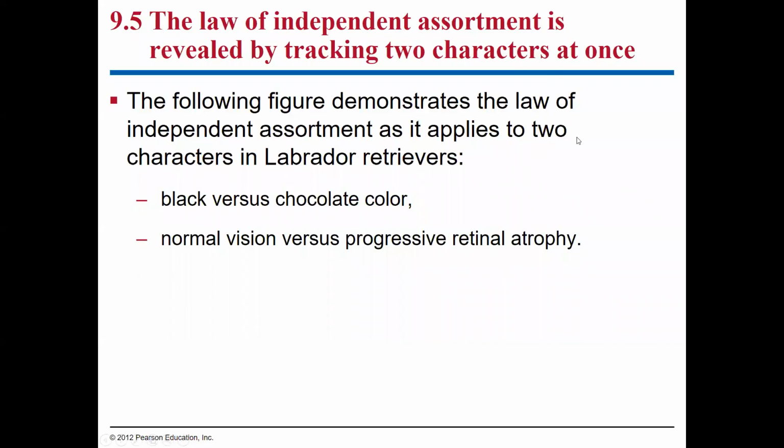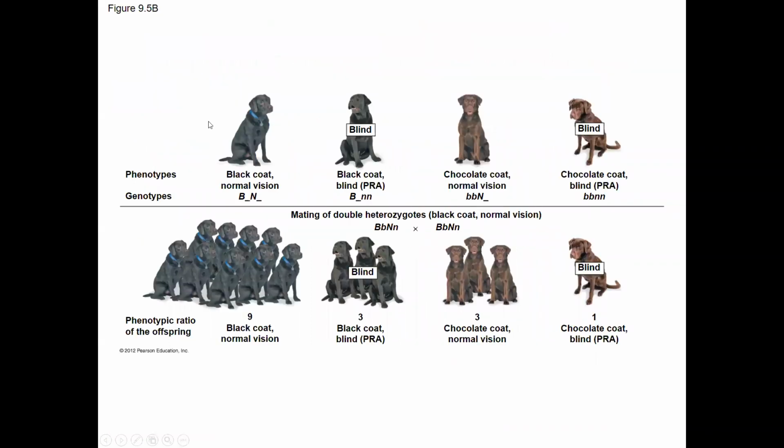So let's apply the law of independent assortment to something that most people are familiar with or have some idea of how it works. When you cross two different dogs, Labrador retrievers are used in this example, black versus chocolate color, and normal vision versus progressive retinal atrophy, where blindness can occur. Here you're given the phenotypes. You have four different phenotypes that can be observed: a black coat with normal vision, a black coat but blind, a chocolate coat with normal vision, and a chocolate coat but blind.